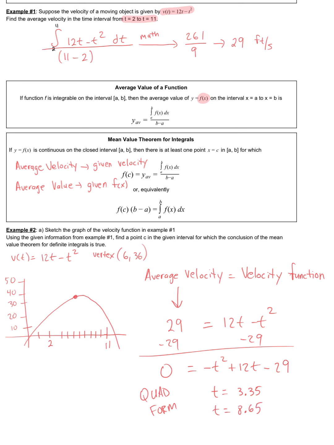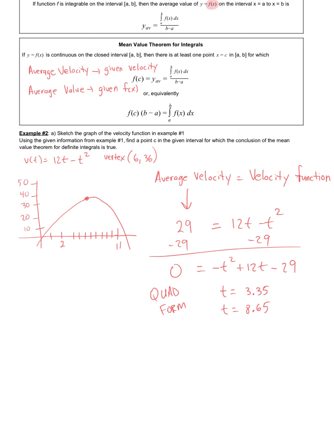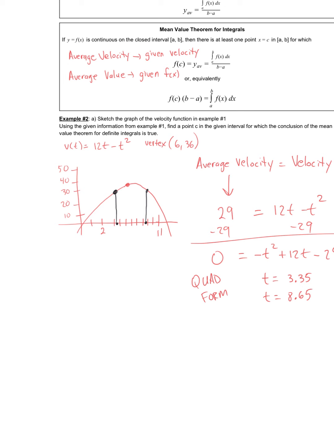Okay, so now let's go over to the graph. All right, right here. I'm going to use it in black. Okay, so let's put in our points on the graph. So 3.35 is about right here. All right, and then 8.65 is about right here. And then we're going to go up to the graph. And you can kind of see as you come across, those points are both at about 29, which is what our average velocity is. Okay, so that's it in a nutshell.